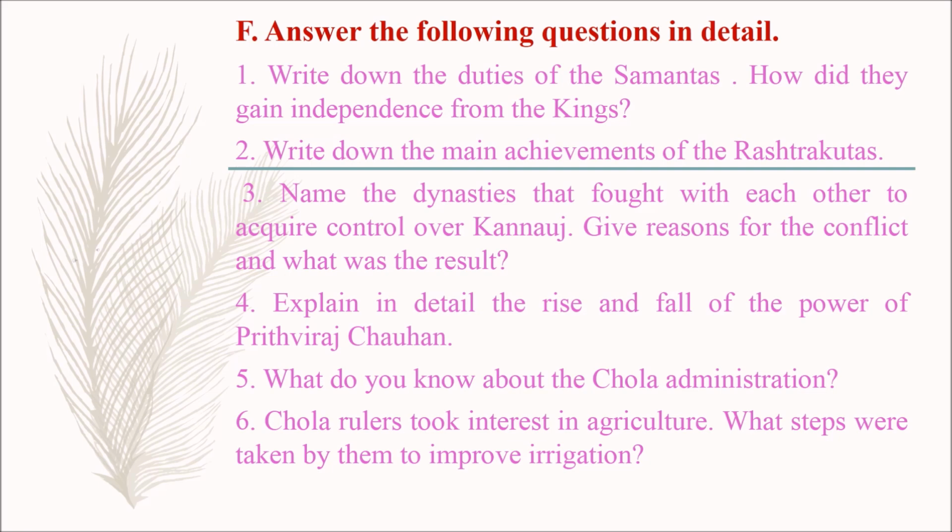Question number 5. What do you know about the Chola administration? Question number 6. Chola rulers took interest in agriculture. What steps were taken by them to improve irrigation? So I hope you all have the PDF notes. In that you can read short answers and detailed answers as well.